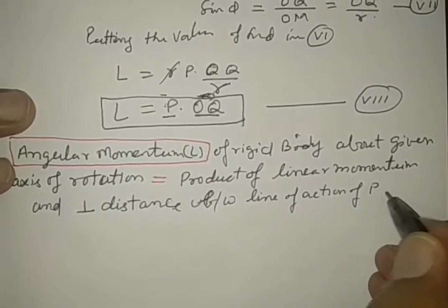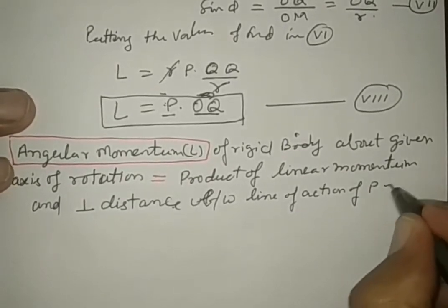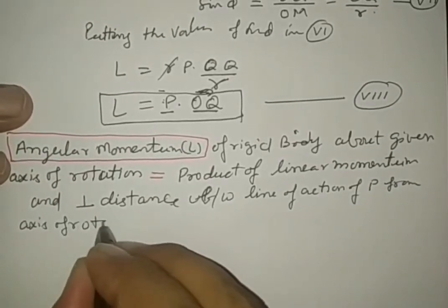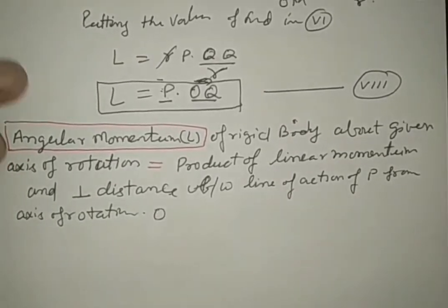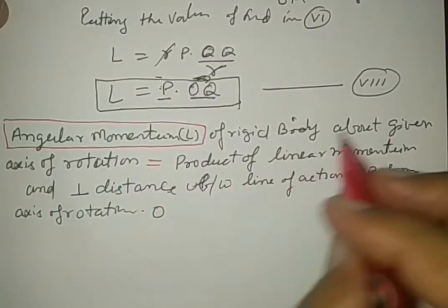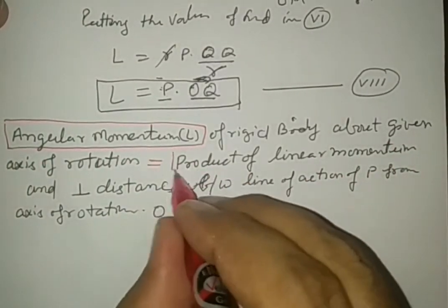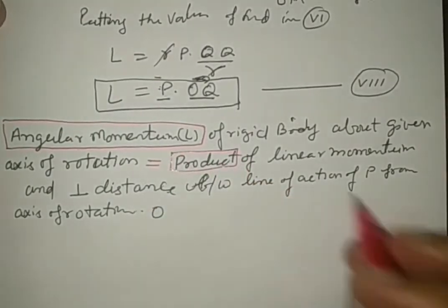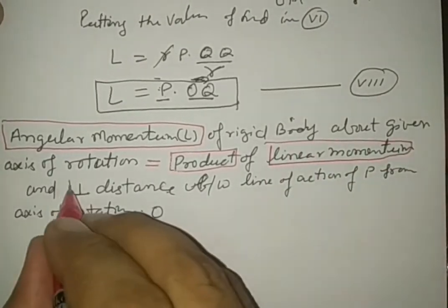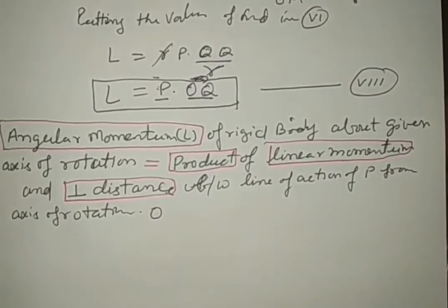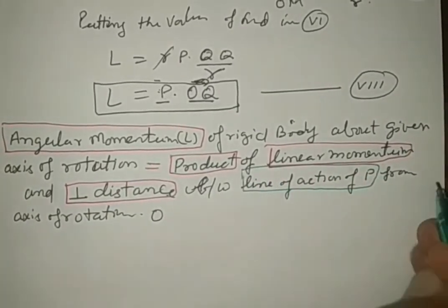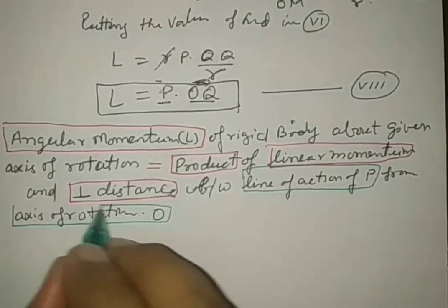It is a perpendicular distance between line of action of momentum P from axis of rotation O. See carefully. Angular momentum is defined as a product. Product means multiplication of two physical quantities. One is a linear momentum, another is perpendicular distance. Perpendicular distance between whom? Line of action of linear momentum and axis of rotation.